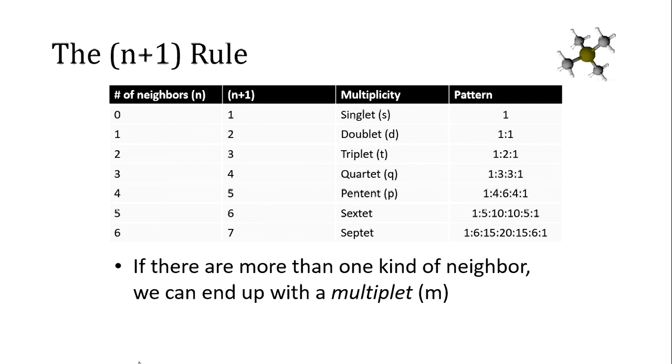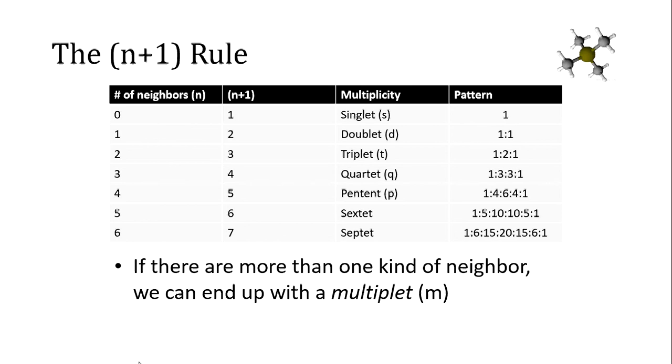2 neighbors, 3 peaks, triplet, abbreviated as T, and they are 1 to 2 to 1 in height. 3 neighbors, 4 peaks, quartet, abbreviated Q, 1 to 3 to 3 to 1. 4 neighbors, 5 peaks, pentet, 1 to 4 to 6 to 4 to 1. You can have 5 neighbors, 6 neighbors, 7. You can have as many as 9 neighbors. There's a way that works out, which would generate a 10-peak split for a decet, and you could predict the pattern of those. It would be pretty obnoxious to go through all of the different spin states and predict out the pattern.